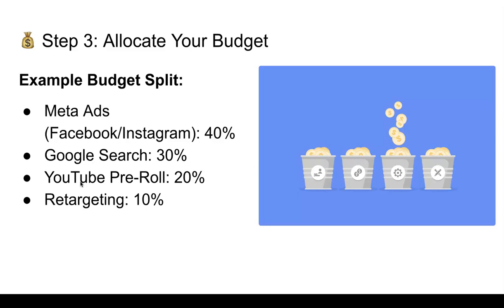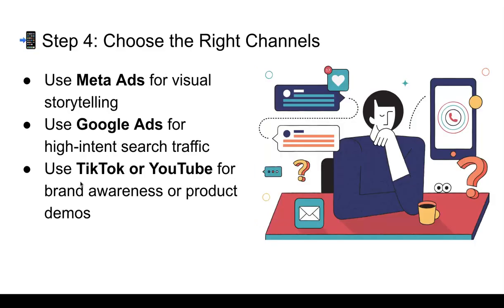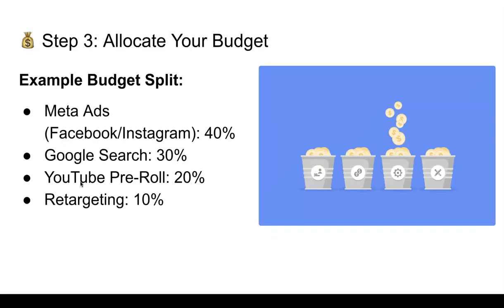Here are some examples of how you would split your budget. You can do Meta ads, 40%, Google ads, Google search, 30%, YouTube ads, 20%, and retargeting ads, 10%. Again, you can put all of this into your media plan.